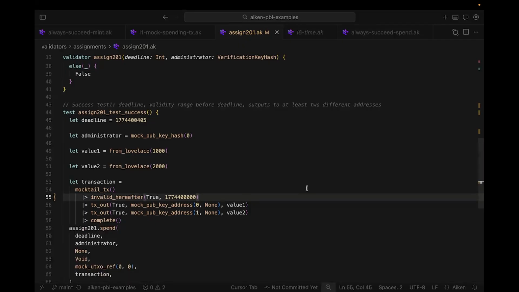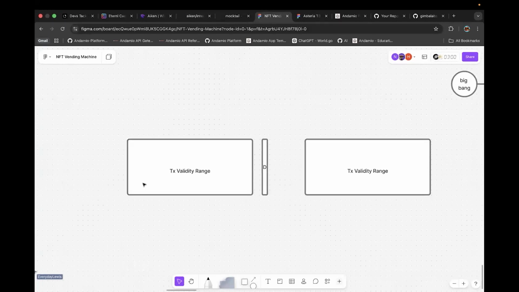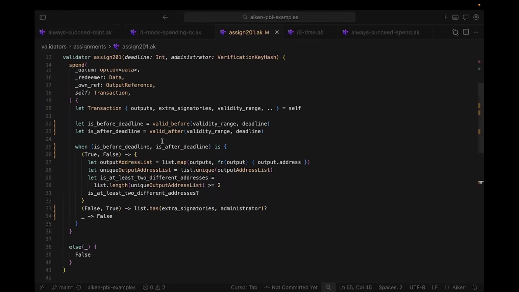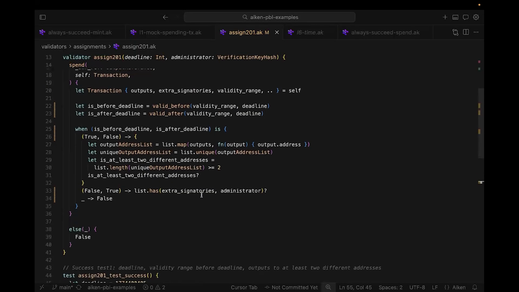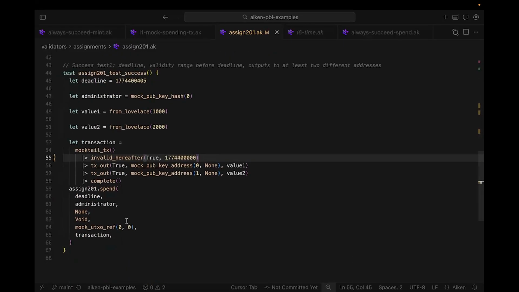Let's do a test for what happens after the deadline. We have done a test for before the deadline. So what is the logic we wrote for after the deadline? We wrote true, false, extra signatures. Yeah, extra signatures. Let's write the test case for that.